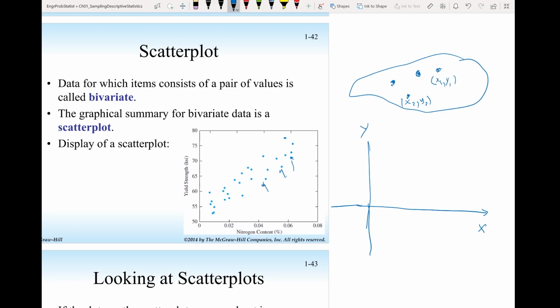This is, for example, a plot for a soldering machine. The x-axis represents nitrogen content, and the y-axis the strength of soldering metals. I want to see a relationship. If I have more nitrogen, does that mean the strength of the soldering will be stronger or weaker, or does it not make any difference? When I look at this scatter plot, it looks like there is a relationship: the more nitrogen you have, the stronger the soldering of the metals. That's the purpose of the scatter plot, to compare two different variables, x's and y's.